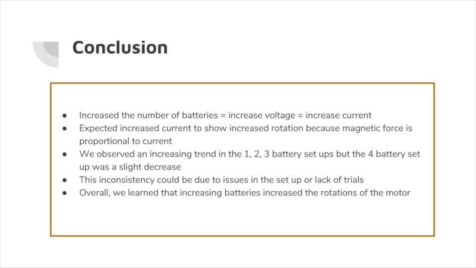Overall, we expected a lower number of batteries to output a lower number of rotations for the recorded 10 seconds. The more batteries we added to the circuit, the larger the voltage was for a circuit, and the larger the voltage was for the circuit, the higher the current. We observed an increasing trend in the 1, 2, 3 battery setups, but the 4th battery setup was a slight decrease. This inconsistency could be due to our setup or a lack of trials. Overall, we learned that increasing the batteries increases the rotations of the motor through the interactions of the magnetic fields.